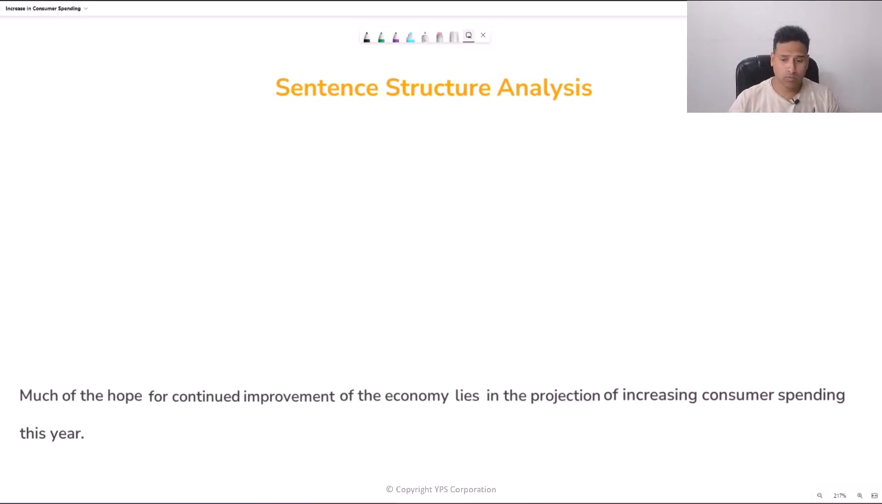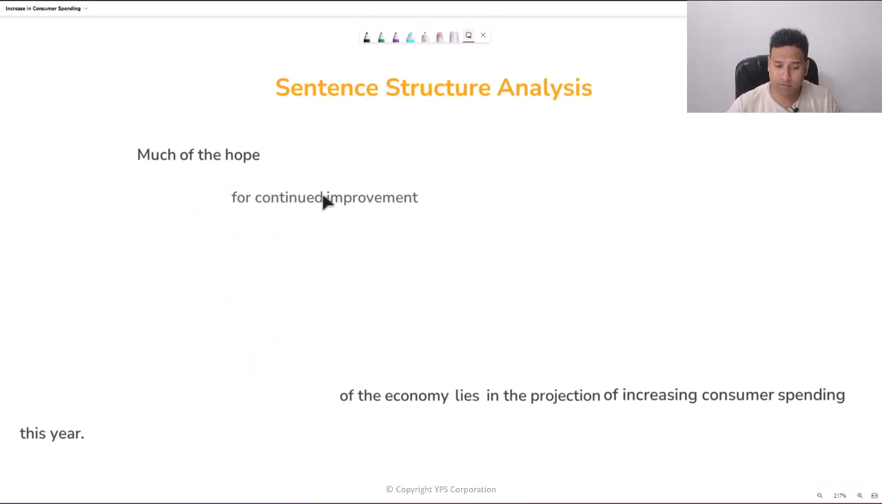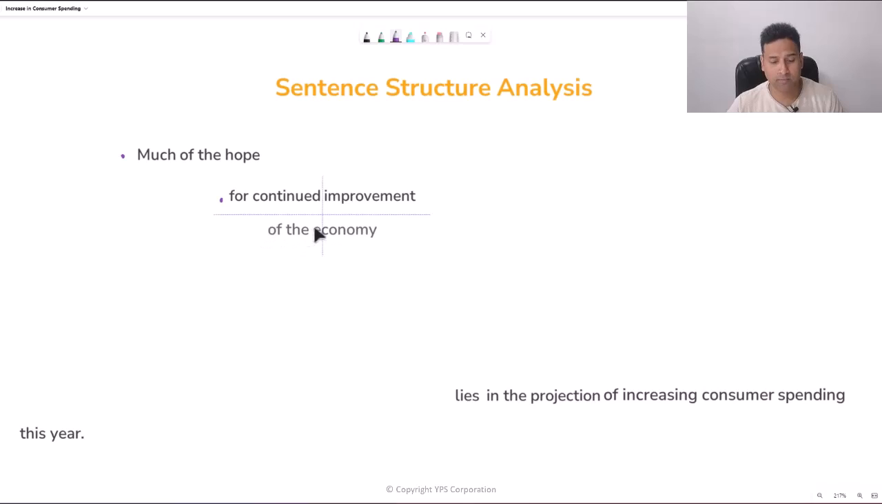So much of the hope, okay, we're talking about much of the hope. Let's take this segment and keep it here. Hope for what? Hope for continued improvement. Let's give these bullet points. I'm indenting for continued improvement a little to the right so that we know that it's a modifier of the preceding entity, much of the hope. For continued improvement of what? Of the economy. So another modifier here, nested.